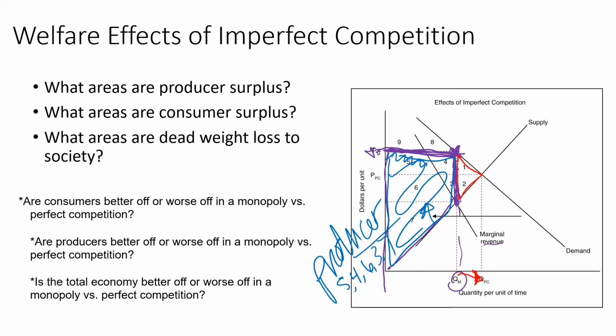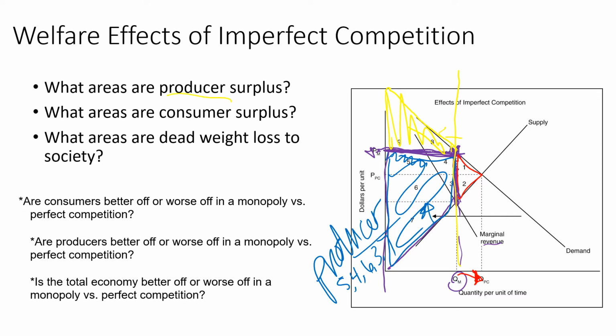Okay, and then our consumer surplus is the area that's above the price and below the demand curve. And also we need to make sure that it only includes quantities that are being produced, which is the case. We're to the left of this line here. Okay, so we have a few questions to ask ourselves.